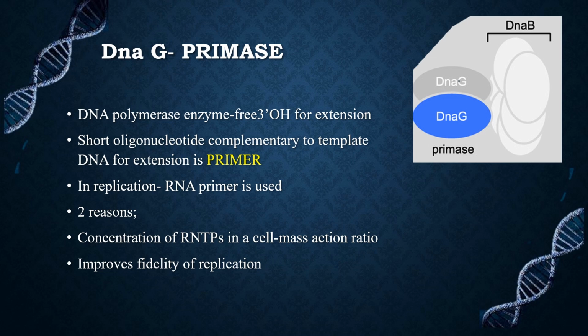The two major reasons are: first, the concentration of ribonucleotides is higher than deoxyribonucleotides in a cell, and also it improves fidelity of replication. The mass action ratio of ribonucleotides favors a high rate of polymerization, and also this greatly increases the rate of initiation event. And how does it improve fidelity of replication?